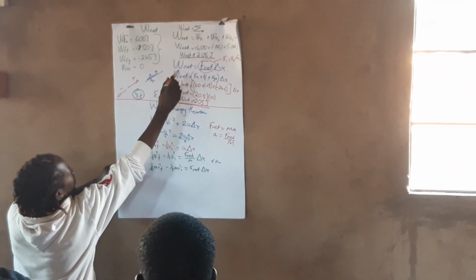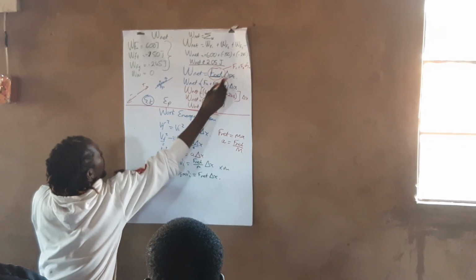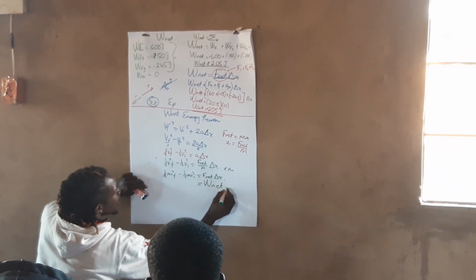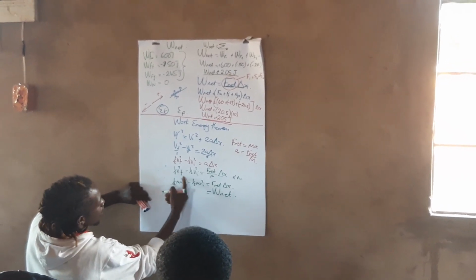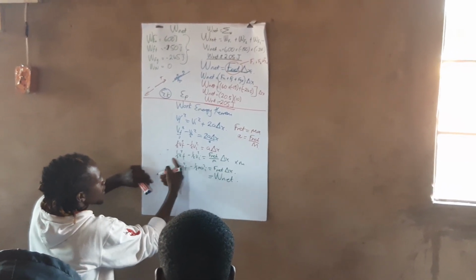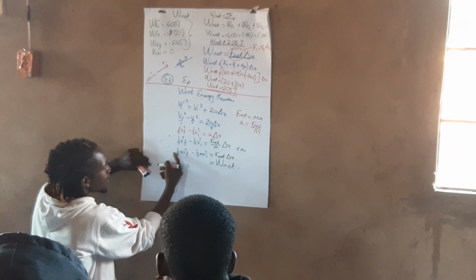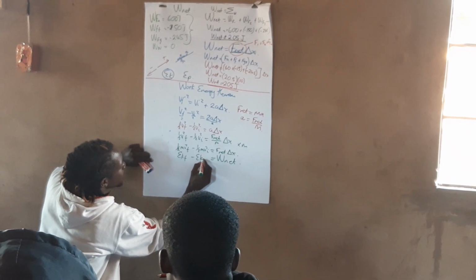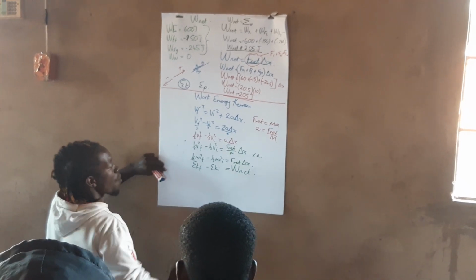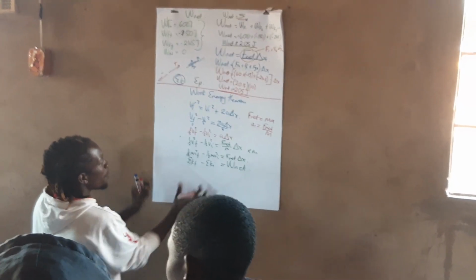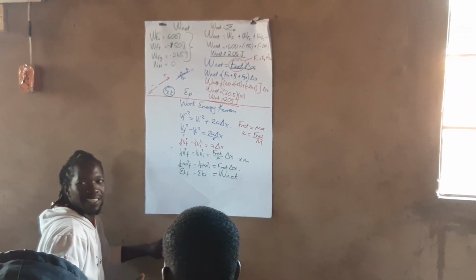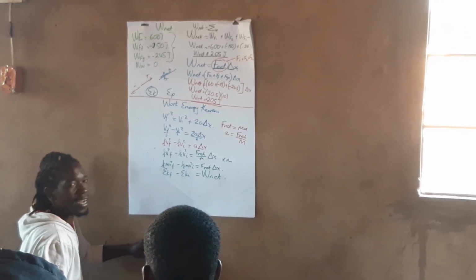What is F net times change in x? We dealt with it. What is this? It is work net. So this will be work net. So what is this? Kinetic energy, right? This is kinetic energy final. So this is EK final minus EK initial is equal to work net, right? But what is this? This is the change in kinetic energy.